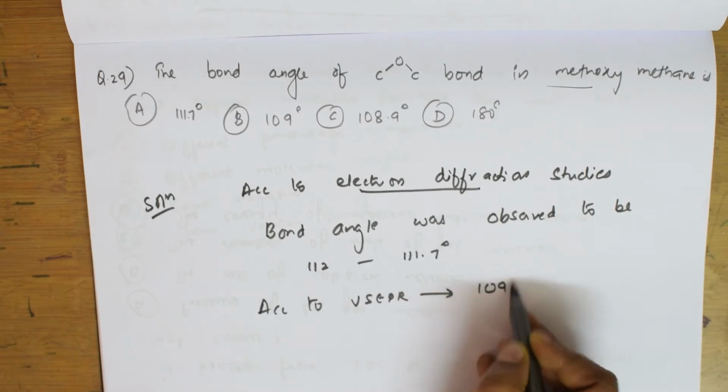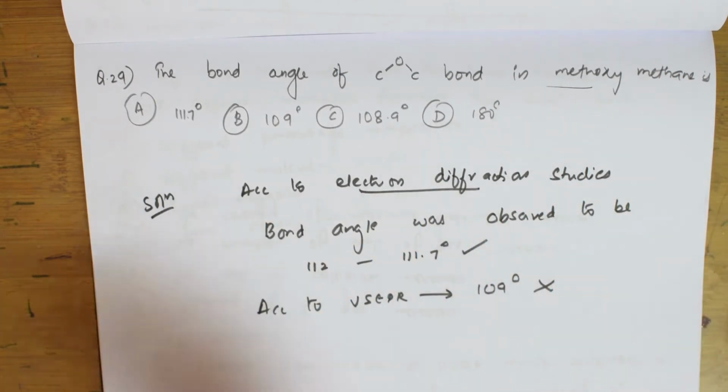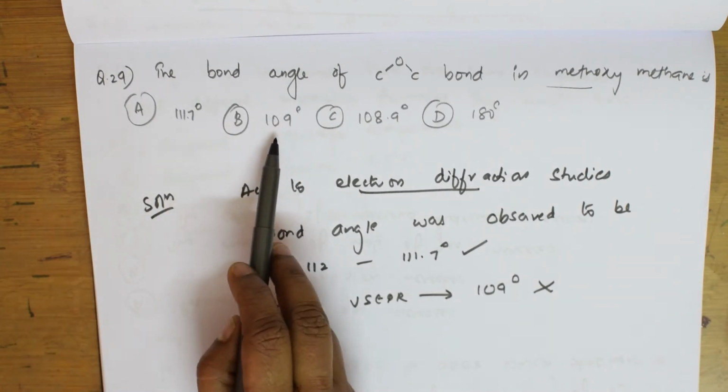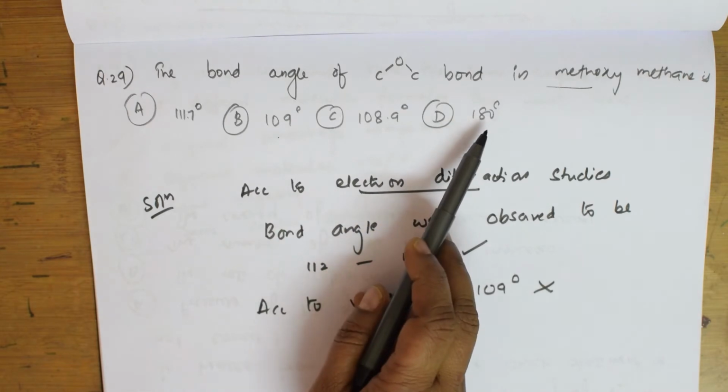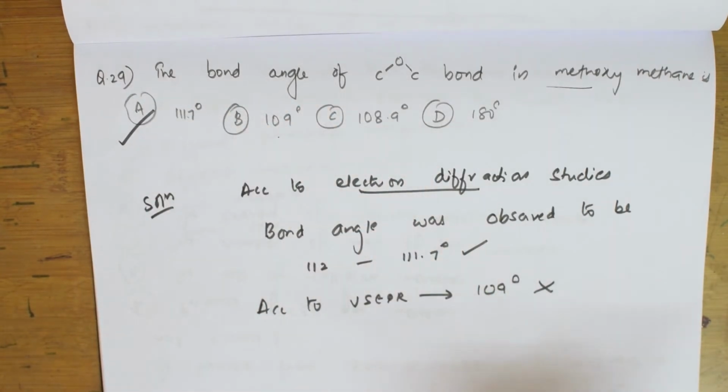Tetrahedral is 109, but this is wrong. Here 111.7 is the correct answer. According to electron diffraction studies, 109 is for tetrahedral, 180 is for linear, isn't it? So here for methoxymethane, the correct answer is 111.7. So don't get confused, students.